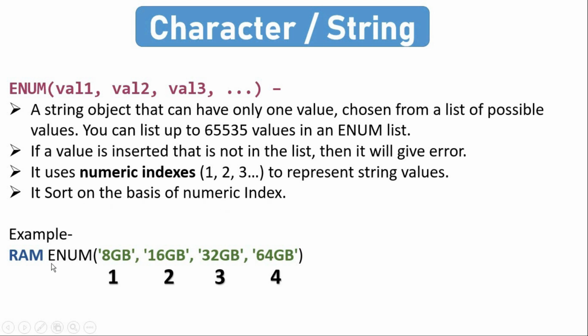So here is one example of enum data type. The column name is ram, which has enum data type, and it has 4 possible values, which are 8 GB, 16 GB, 32 GB and 64 GB. So this is how you can use enum data type.